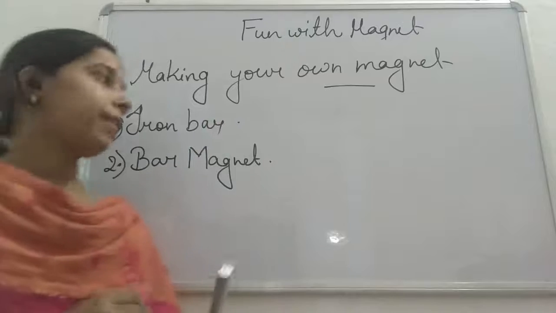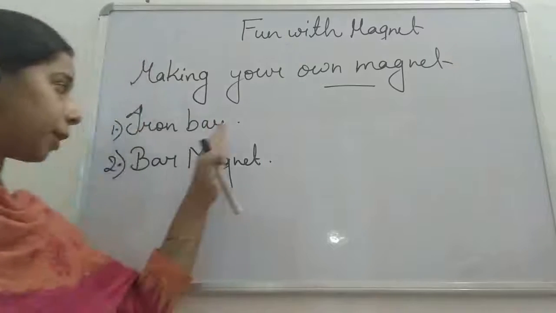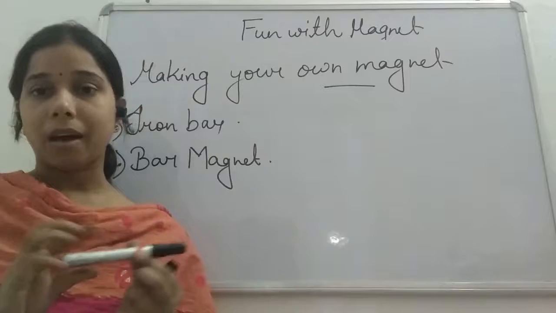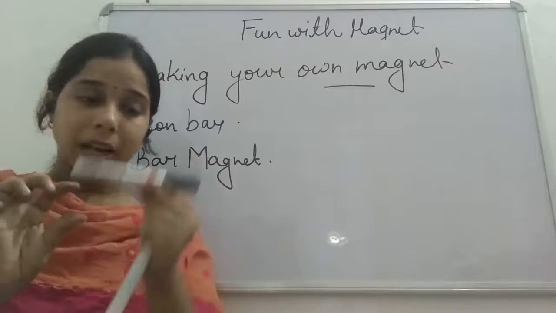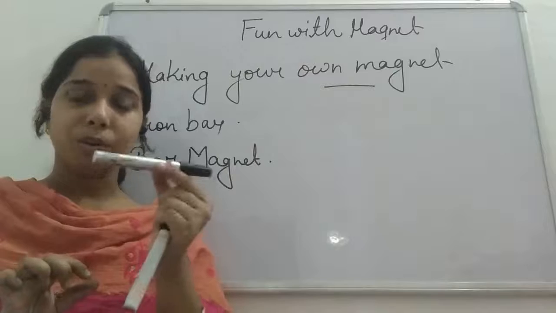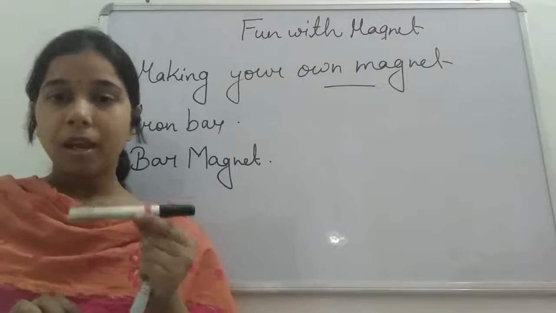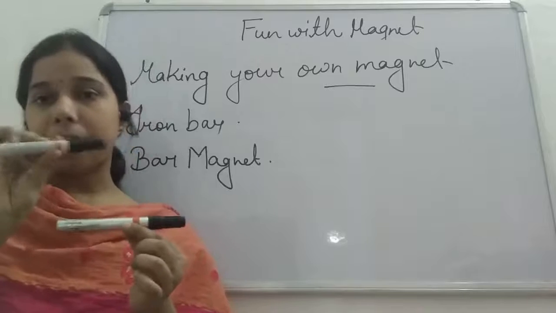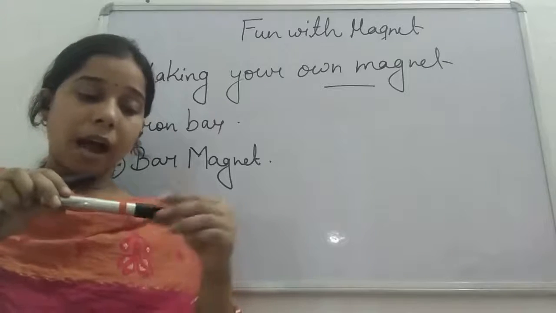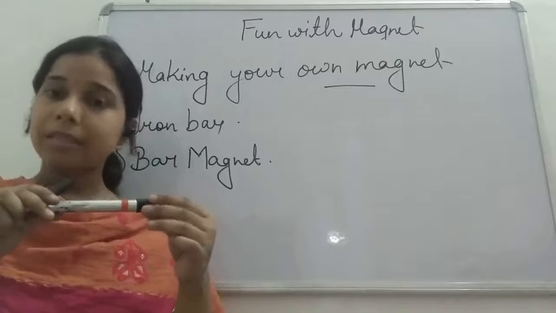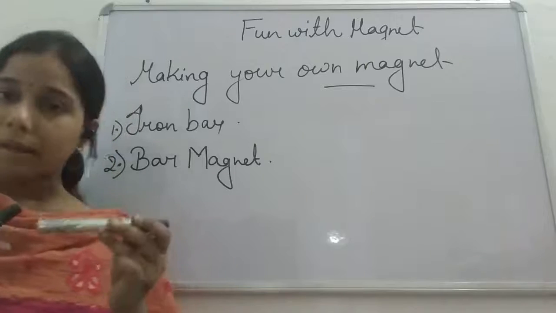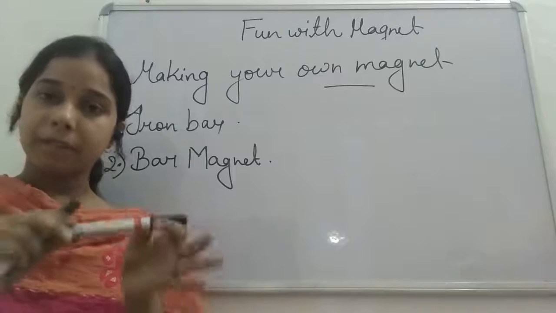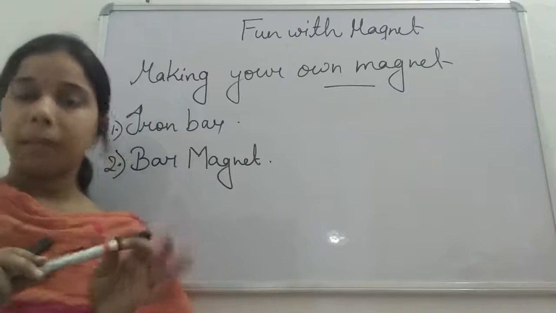Okay, so what we will do, student, we will take this iron bar and this bar magnet. Suppose this is the iron bar. We'll keep this iron bar on the wooden table. At first we will hold the iron bar from one end, without lifting it or moving it. We will keep it stiff on the wooden table.